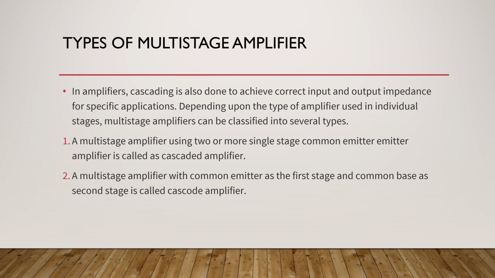Okay, this is about the type of amplifier based on the type of configuration used. That is cascade as well as cascode. In cascade, only CE amplifiers are used. In cascode, a CE followed by a CB is used.